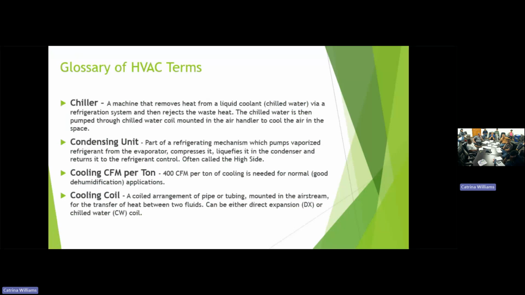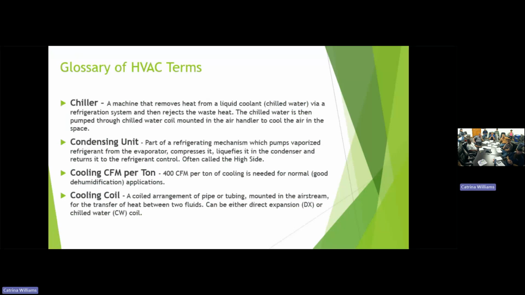Cooling CFM per ton. This isn't a term per se, but it's one of those formulas that we throw out like everybody knows it. The rule of thumb is 400 CFM per ton. If someone comes to your house to help size an air conditioner and give you a quote, they look at the grills and know exactly what each grill is rated for in CFM. Add all that up, and they say, oh yeah, you need a 3-ton unit. They know that based on the CFM that you're moving in the building.